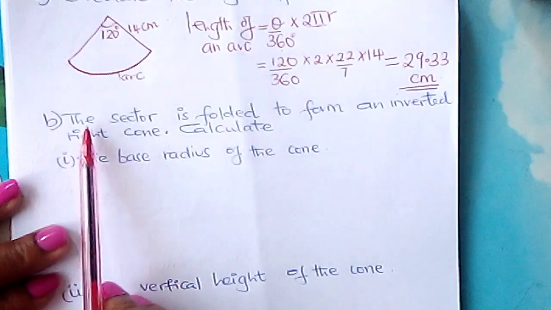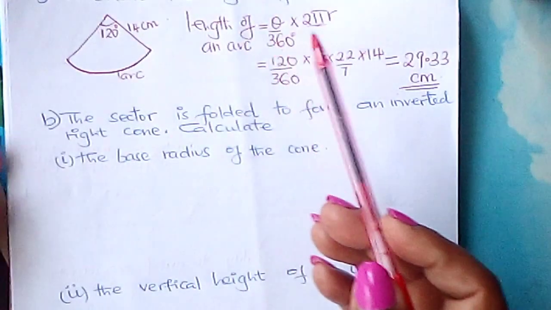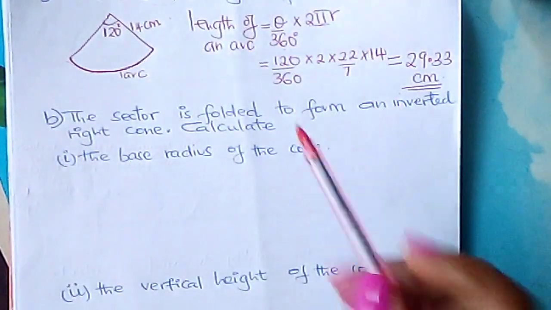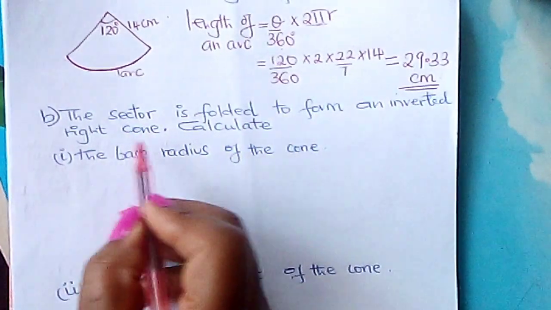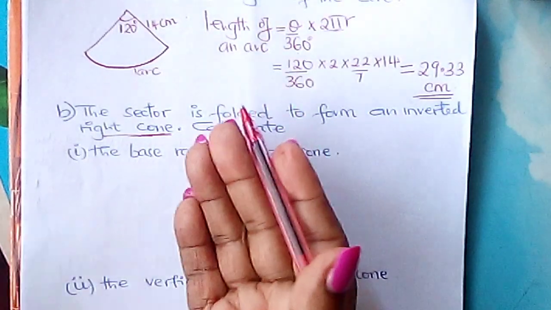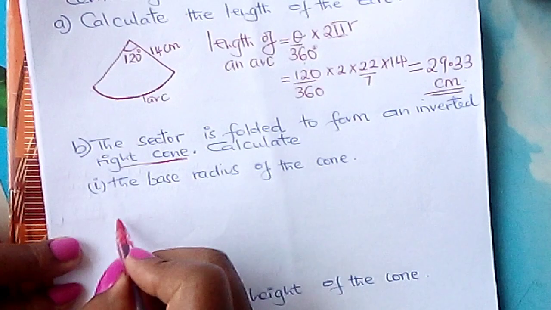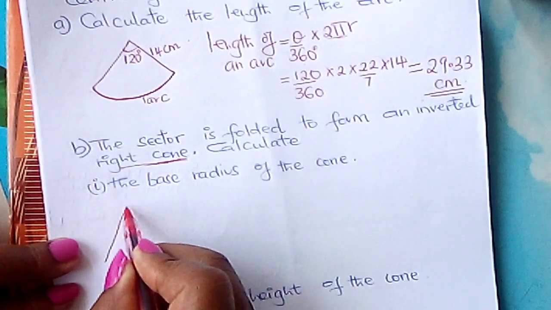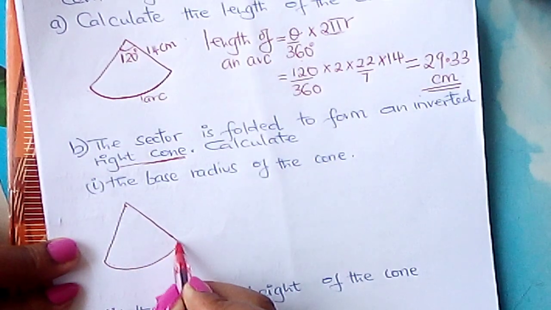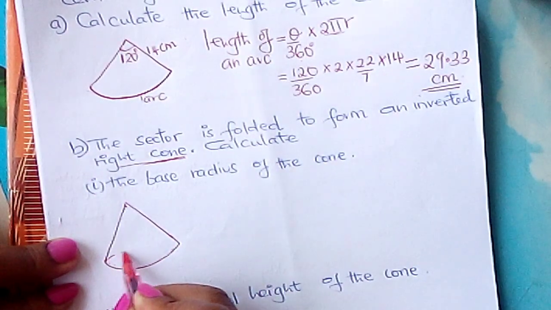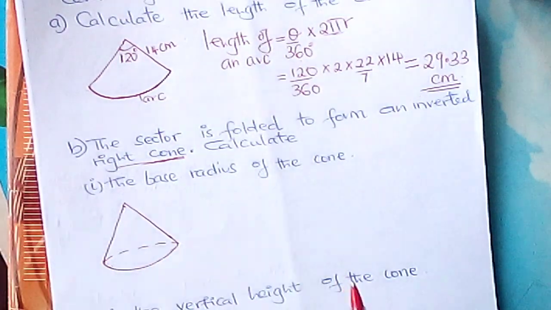Look at this. The sector is folded. It is folded, learner. You did this in Form 2. The sector is folded to form an inverted right cone. It is folded so that it forms a cone. So maybe I can now draw the cone like that. Like that, a cone. The base of a cone, we know it's a circle.